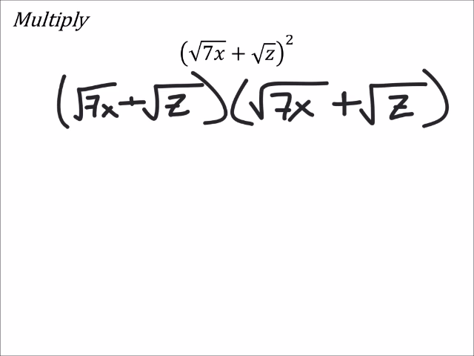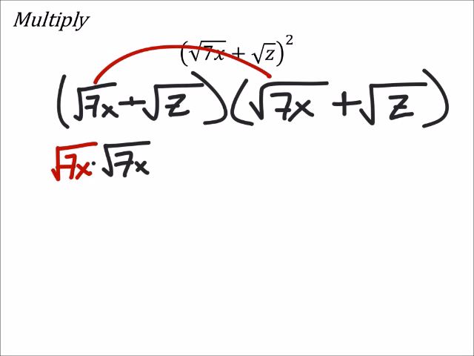Same idea as the last problem we just did. But now, well, I guess it's a little different because the numbers are, but the process is still the same. So I'm going to multiply this 7x, square root of 7x times square root of 7x. Again, I'm going to write this step out even though not everyone needs it. Then I'll distribute it here as well.